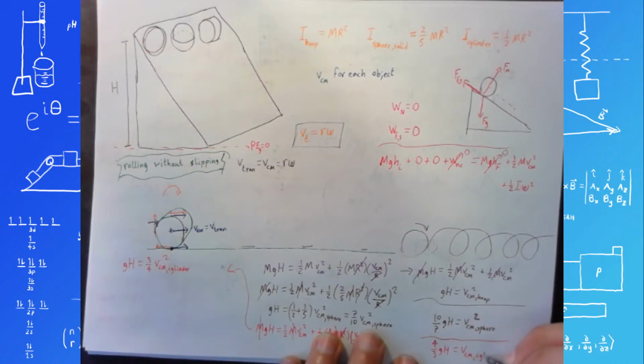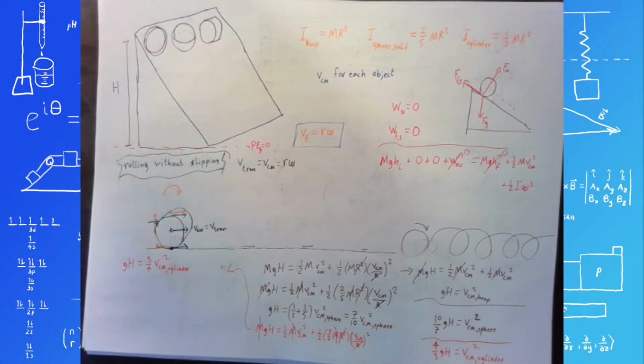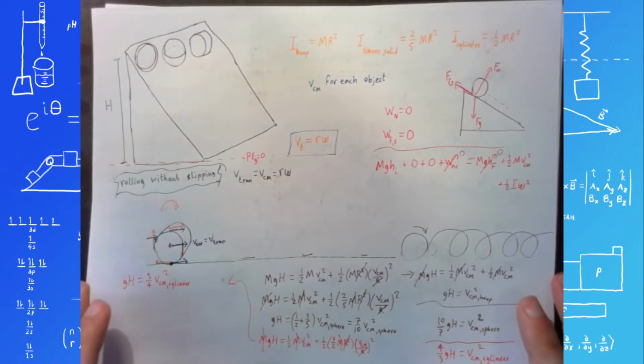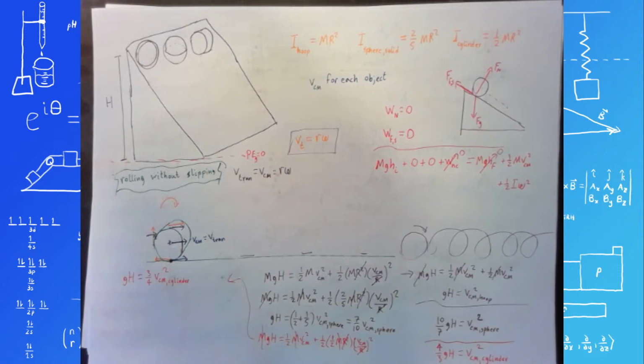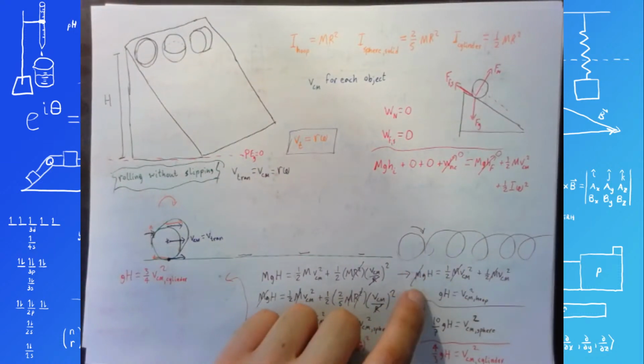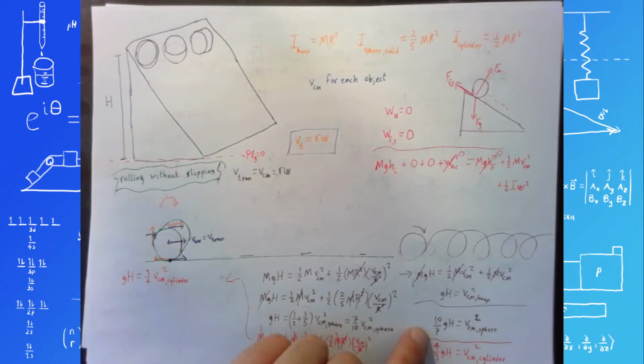So, of course, there's a remaining step of taking the square root on each side, but even without taking the square root, this is enough for us to compare them and answer the question, which one arrives at the bottom first? We've got 1 GH, we've got 1 3/7 GH, and we've got 1 1/3. 3/7 is more than a third. So I'm going to say the sphere is the one that arrives at the bottom first.